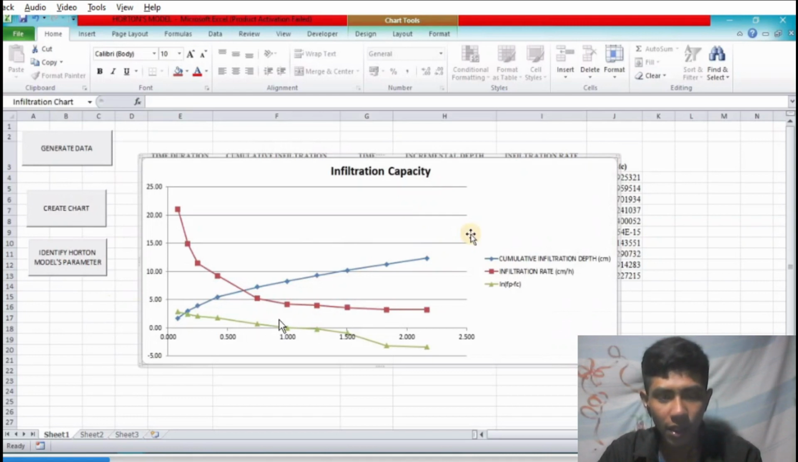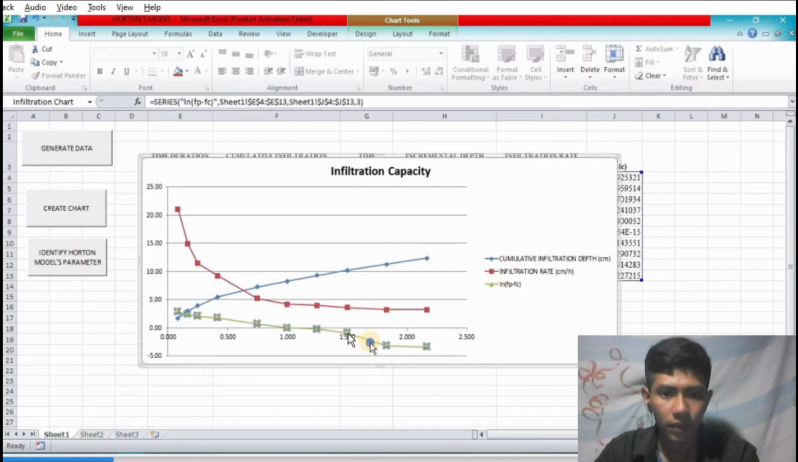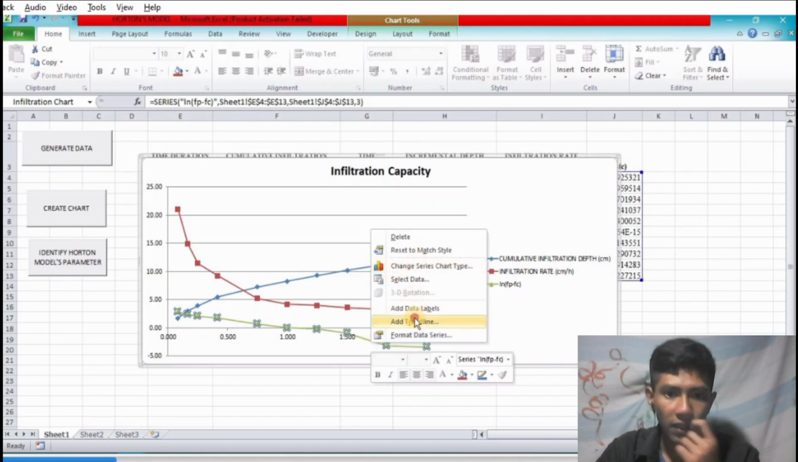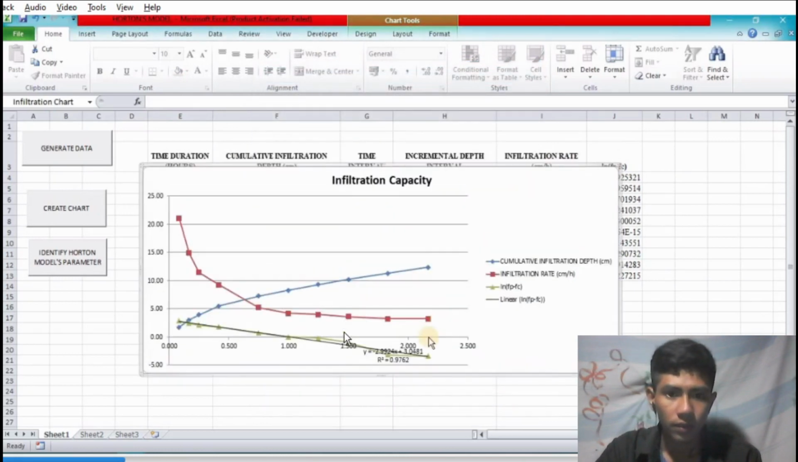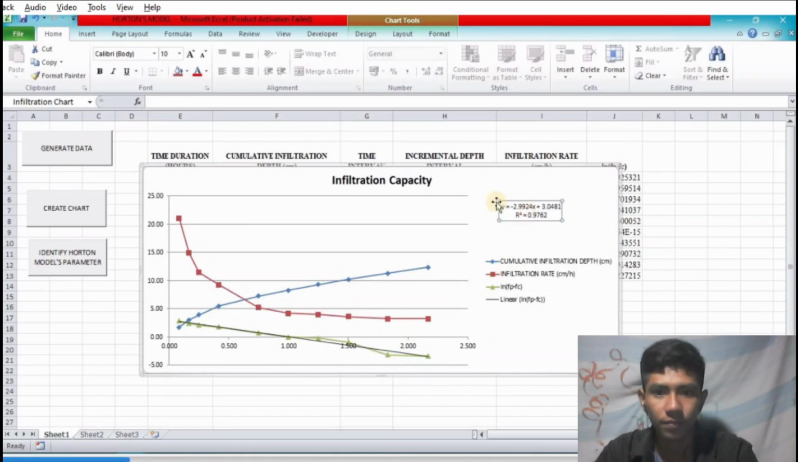And what is this green line? What is this green line? This green line is the data or the chart of ln fp minus fc. Bakit kasama yun dyan sa chart na ginawa ko? Let's proceed. Add some trend line, and check display equation on chart, and R square. Now, yeah, nakuha natin to, yan. Okay.